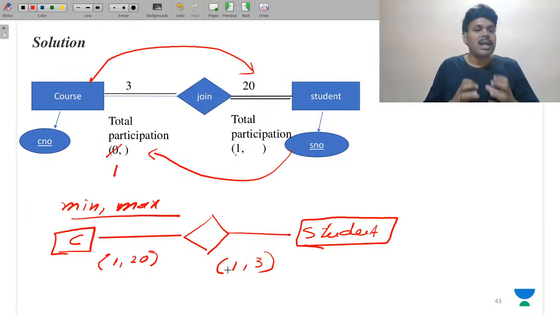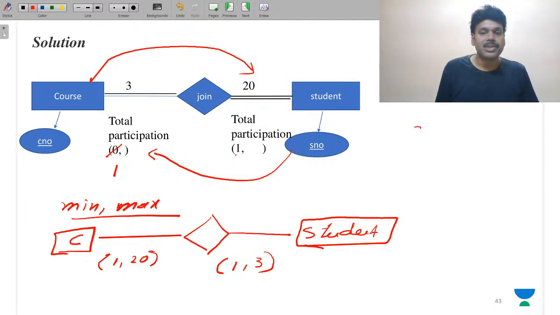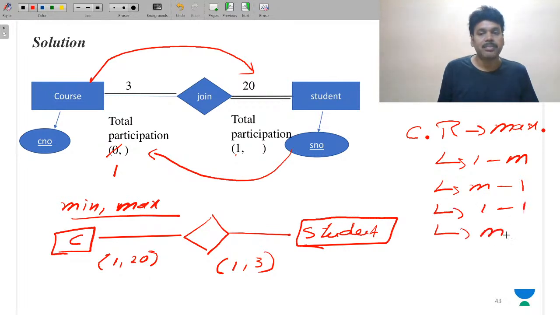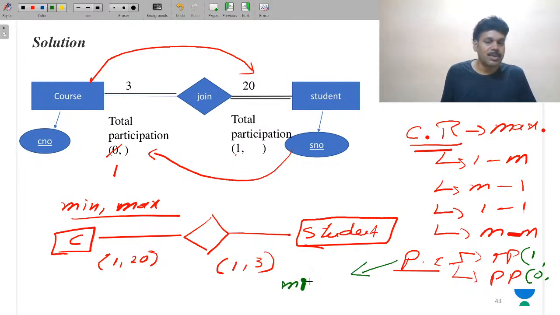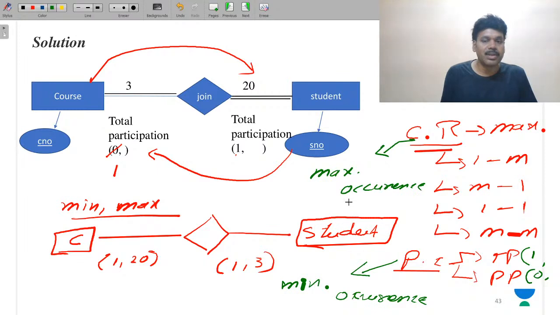Well friends, today we learned about 3 important things. One is cardinality ratios, which is nothing but the maximum; we learned one to many, many to one, one to one and many to many. We also learned participation constraints. There are 2 varieties, total participation and partial participation. Total participation means compulsory, 1, and partial participation means optional, 0. So participation constraints talk about minimum occurrence. Cardinality ratios talk about maximum occurrence. And we also learned about min-max notation.